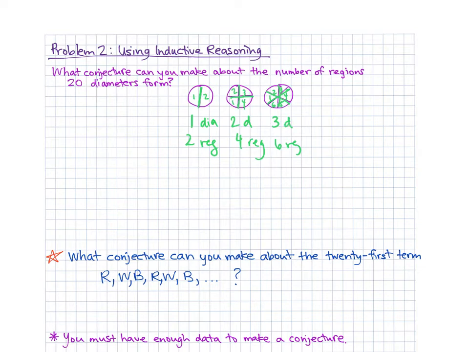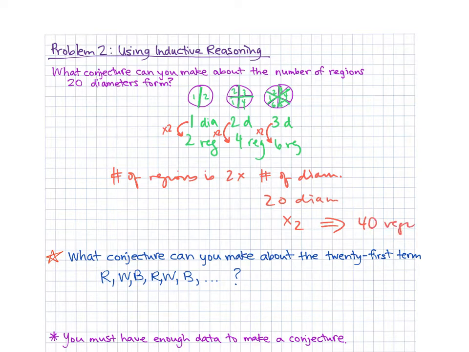If we look at the pattern between diameters and regions, 1 goes to 2, 2 becomes 4, and 3 becomes 6. Maybe you notice the pattern here: 1 times 2 is 2, 2 times 2 is 4, 3 times 2 is 6. So the conjecture I can make is that the number of regions is 2 times the number of diameters. So if we have 20 diameters, then times 2 would be 40 regions. See how that works?